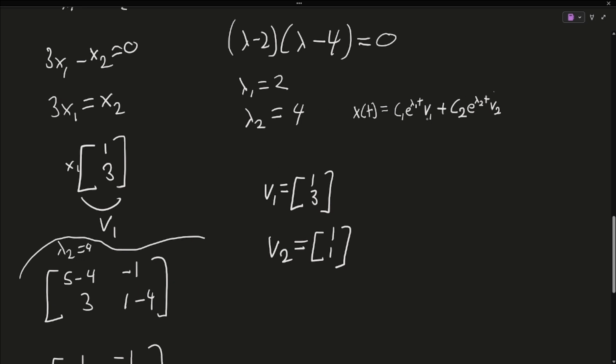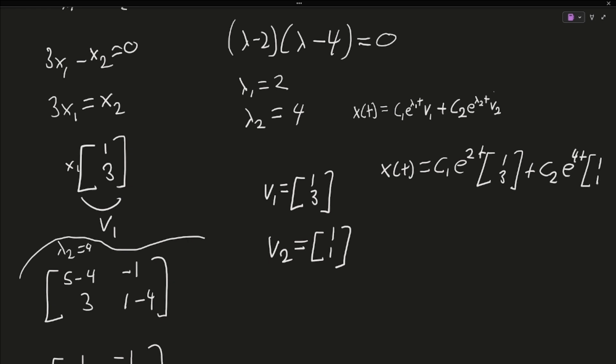So now we can build this system, and we are able to solve this differential equation. Well, x of t is going to be c1 e to the lambda 1, lambda 1 is 2, t v1, which is 1, 3, plus c2 e to the 4t and 1, 1.